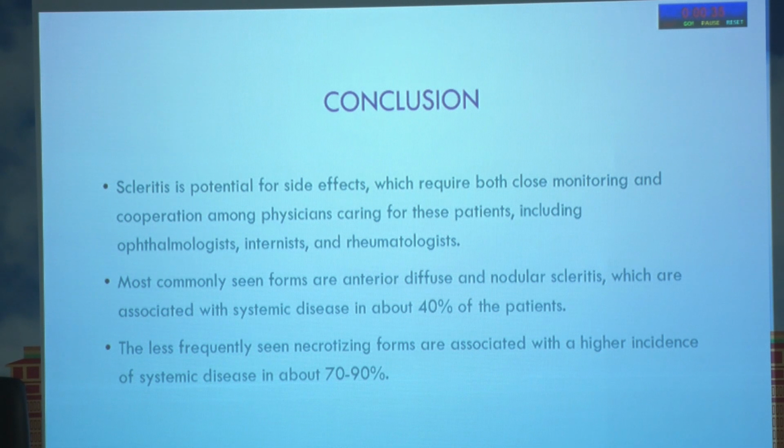Most commonly seen forms are the anterior diffuse and nodular scleritis, which are associated with systemic disease in about 40% of the patients. The less frequently seen necrotizing forms are associated with a higher incidence of systemic disease in about 70 to 90%.